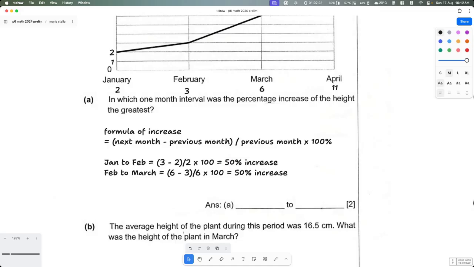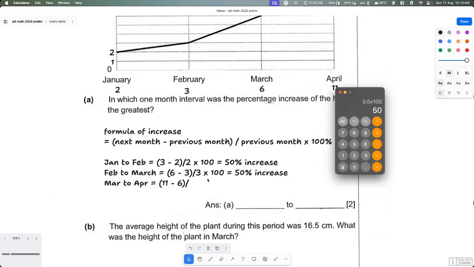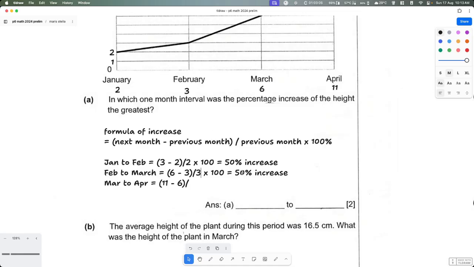Okay, last one. March to April is equal to bracket 11 minus 6 out of, sorry. Oh, this one should be previous month is 3. Sorry, 6 minus 3. Yes, 6 minus 3. Sorry, so this is wrong. 6 minus 3 is 3, out of 3. Okay, there's 1 times 100. Yeah, multiply by 100. So this is actually 100%.